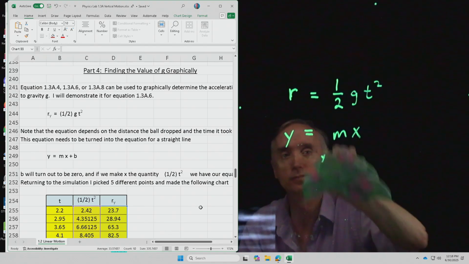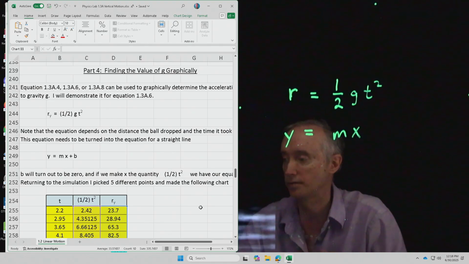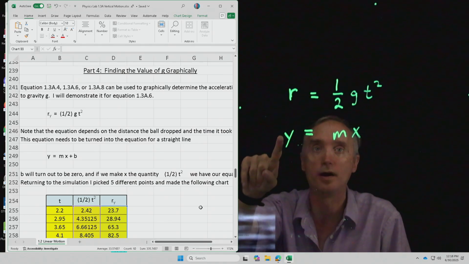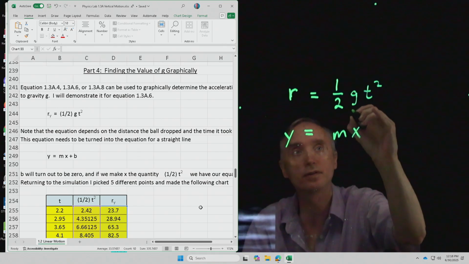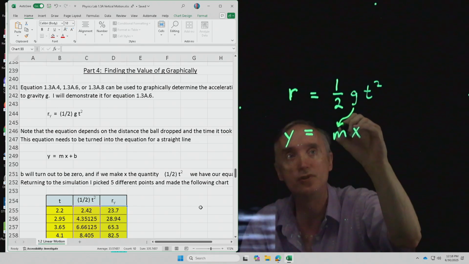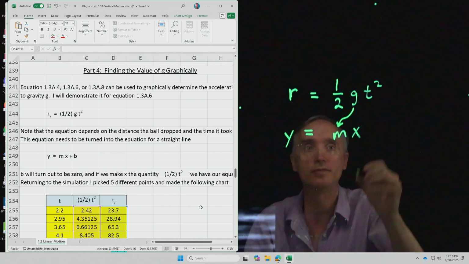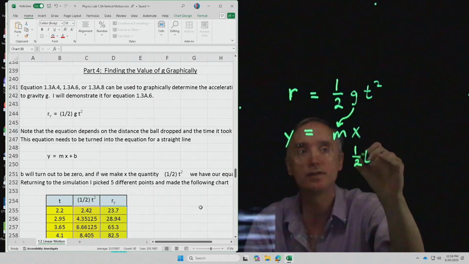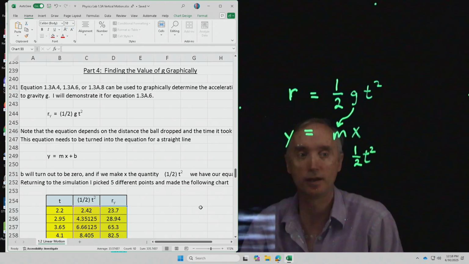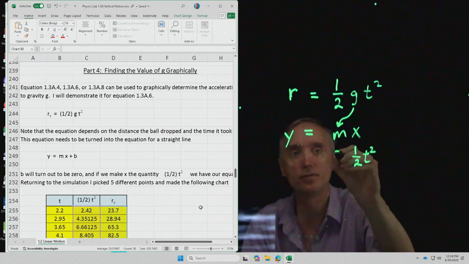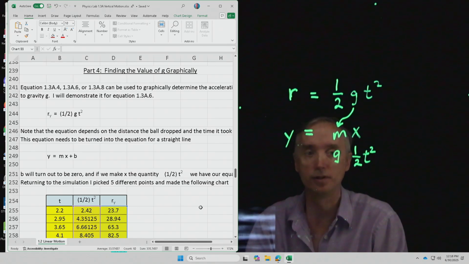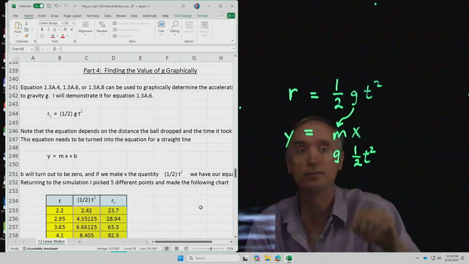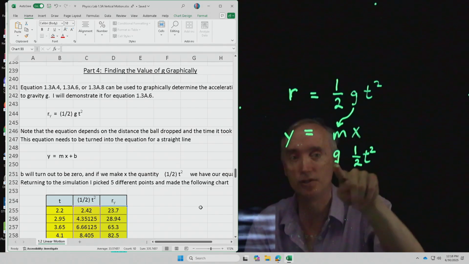Okay, now the problem, though, is look at our formula. It's obvious that r goes with y. Okay, now the slope is going to turn out to be g. And so that leaves us with our x is 1/2 t squared. Okay, so that's going to be this part here, and then we can put the g out in front. And then the goal is to make a graph that's going to be a straight line, and then the slope of that straight line is going to be g.